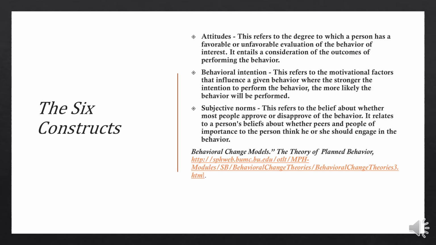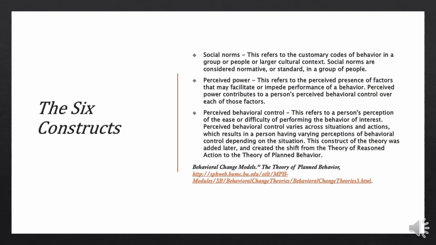Okay? So the subjective norm, this refers to the belief about whether most people approve or disapprove of the behavior. It relates to a person's belief about whether peers and people of importance to that person think he or she should engage in the behavior. And then you have social norms, which refers to the customary codes of behaviors in a group or larger cultural context. Perceived power, this refers to the perceived presence of factors that may facilitate or impede performance of a behavior.